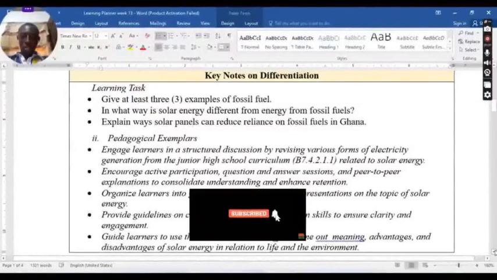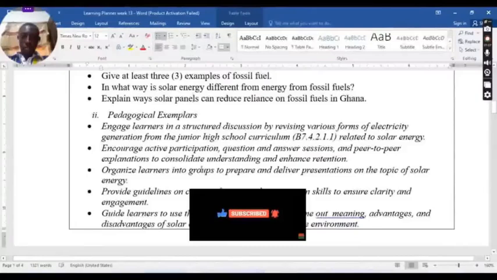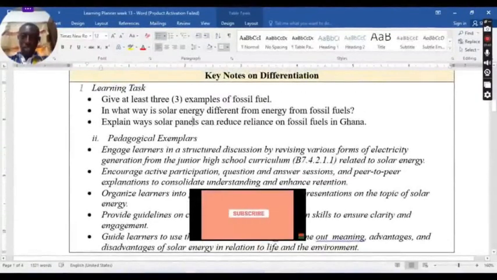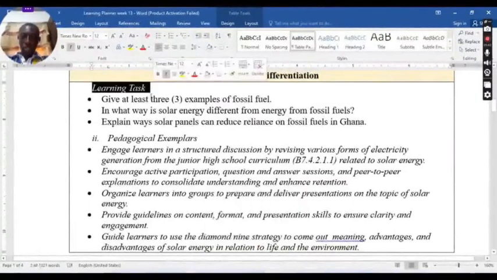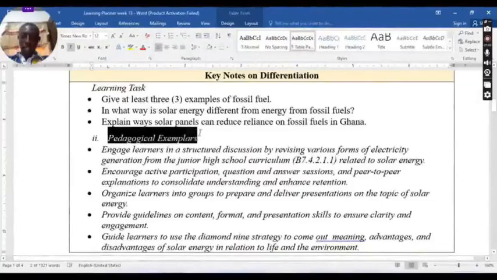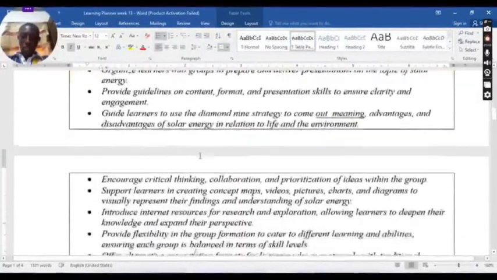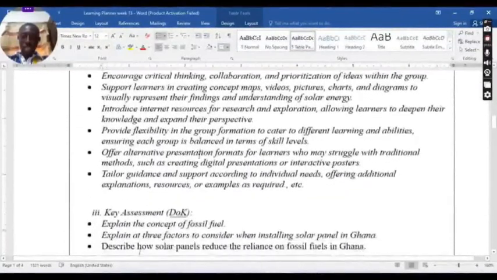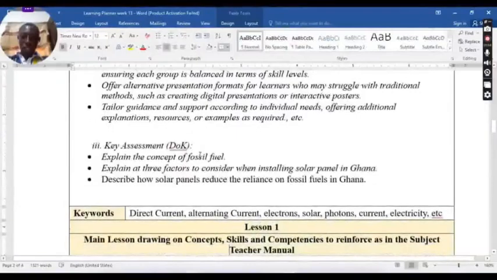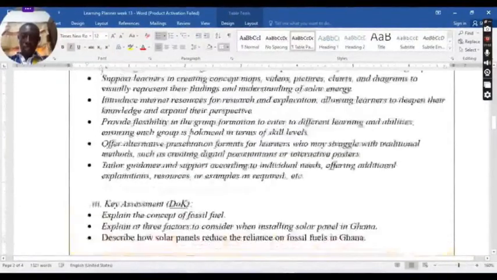So the key notes on differentiation are in 3 parts. The learning task, this is it. The pedagogical exemplars. Then we have assessment. So we are going to provide differentiation in these major 3 areas. That is a key assessment. Alright, so what does that mean?